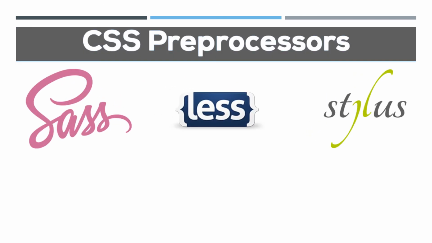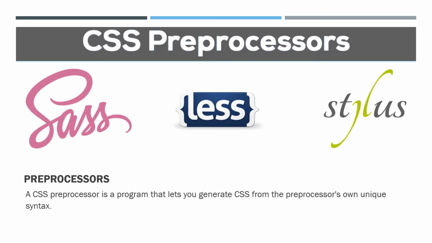What is a CSS preprocessor? A CSS preprocessor is a program that lets you generate CSS from the preprocessor's own unique syntax. There are many CSS preprocessors to choose from. However, most CSS preprocessors will add some features that don't exist in pure CSS, such as mixins, nesting selectors, inheritance selectors, and so on. SCSS is the second syntax of Sass, Syntactically Awesome Stylesheets, that uses brackets instead of indentations.